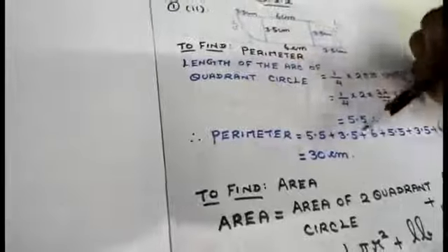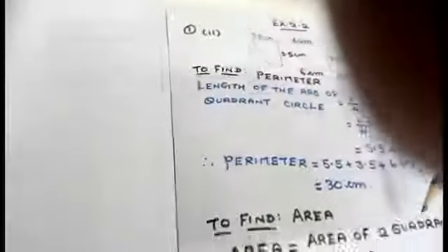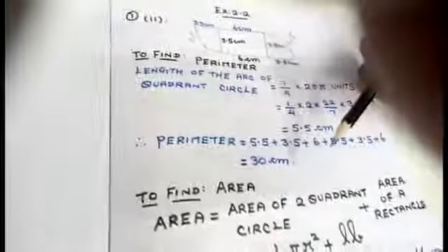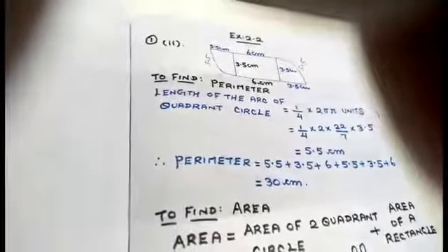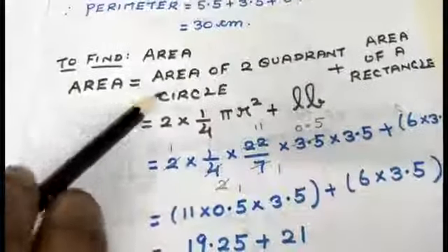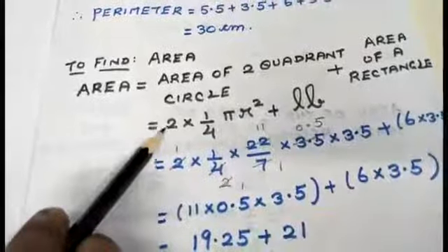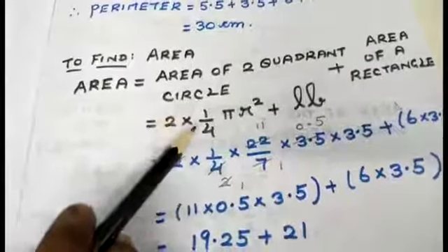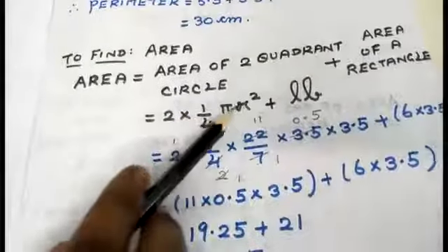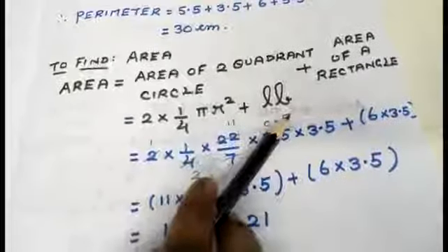So in this case, I'm going to write like this: area of two quadrant circles. Two shapes I'm having here. We are going to find the area of two quadrant circles, students, where this 2 is for 2 shapes. The quadrant circle formula is 1 by 4 pi r square. The area of a rectangle is length into breadth.